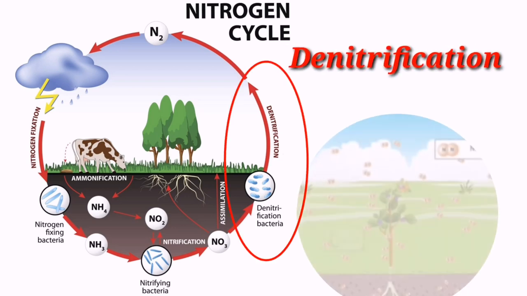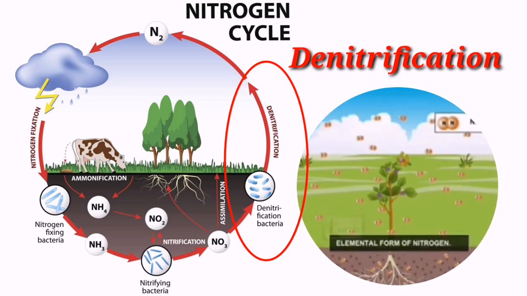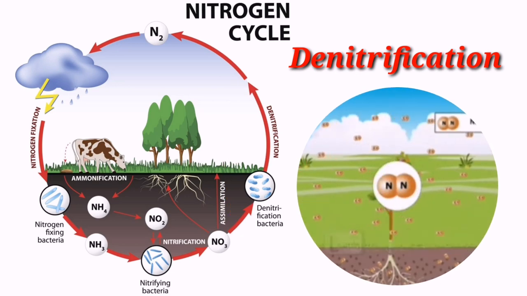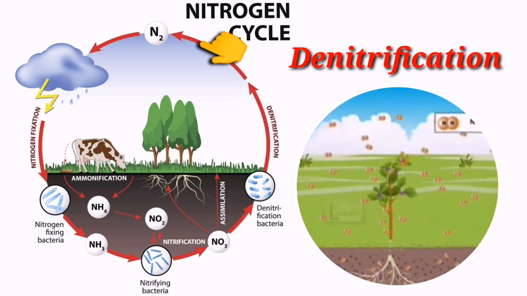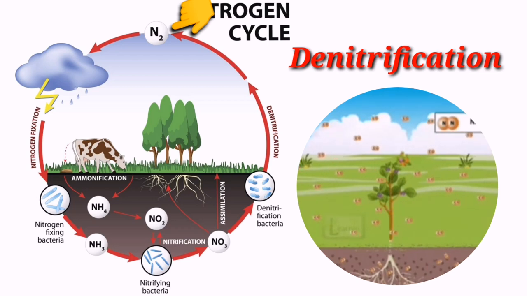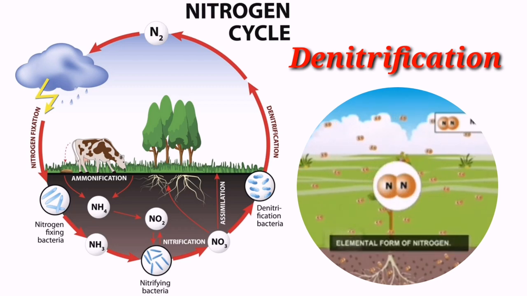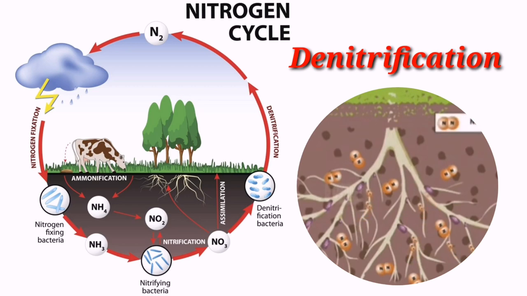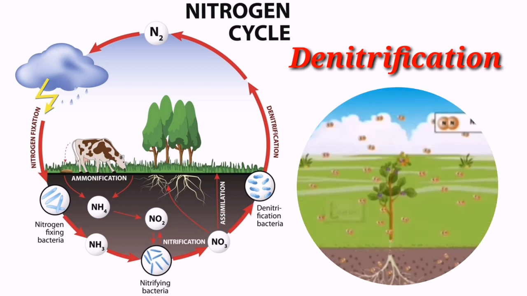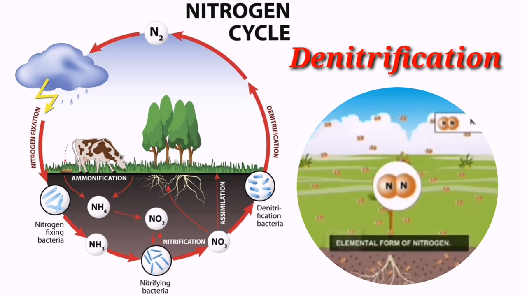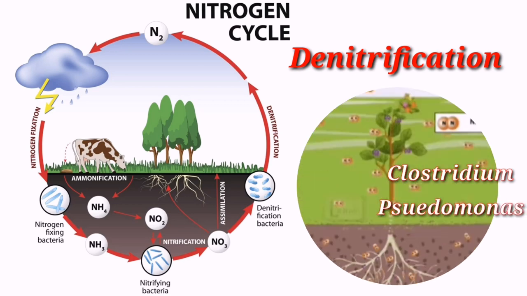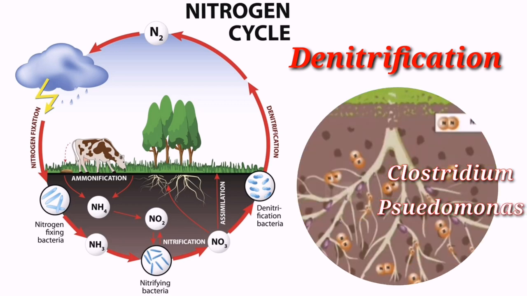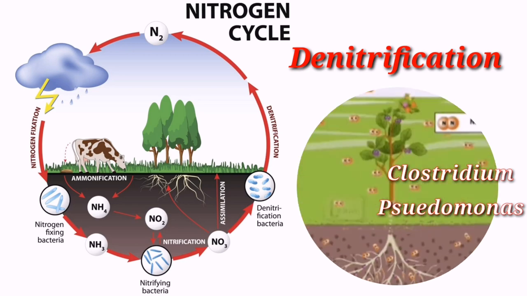Denitrification. It is the process in which the nitrogen compounds make their way back into the atmosphere by converting nitrate into gaseous nitrogen. This is the final stage of the nitrogen cycle and occurs in the absence of oxygen. Denitrification is carried out by denitrifying bacterial species such as Clostridium and Pseudomonas, which process nitrate to gain oxygen and give out free nitrogen gas as a byproduct.